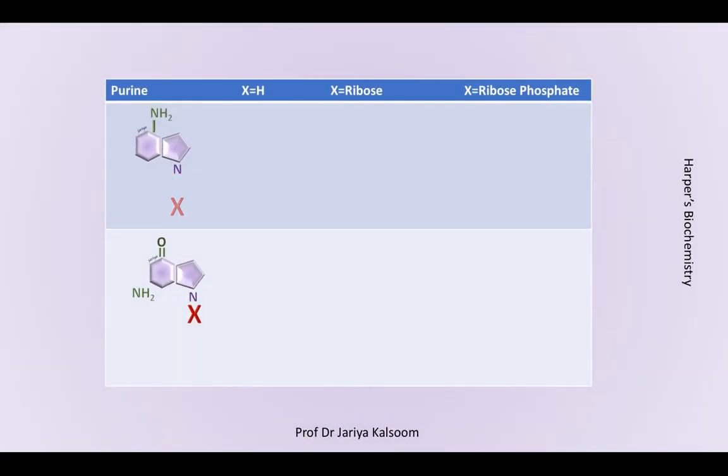Here we can see that the group attached to the nitrogen at the ninth position in the purine ring dictates its fate. Here it is represented by X. So if the purine is adenine, addition of ribose makes it adenosine, and esterification of phosphate to its attached ribose moiety makes it the nucleotide adenosine monophosphate. So that's adenosine monophosphate.